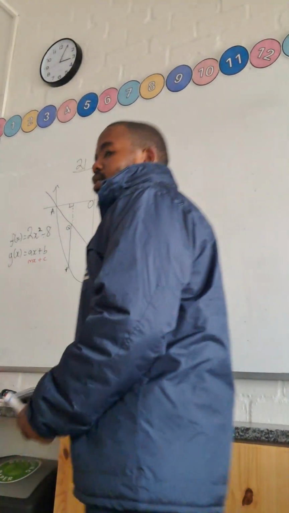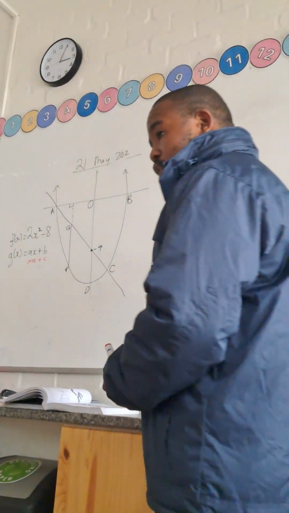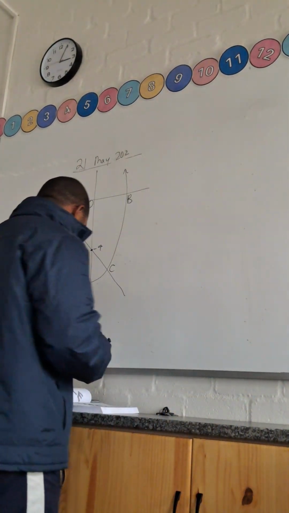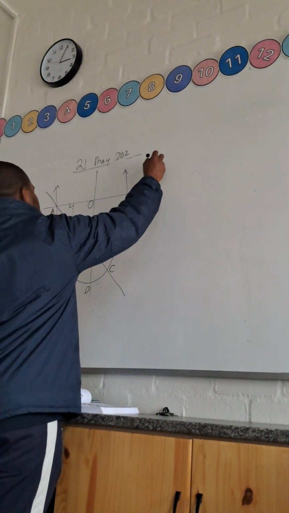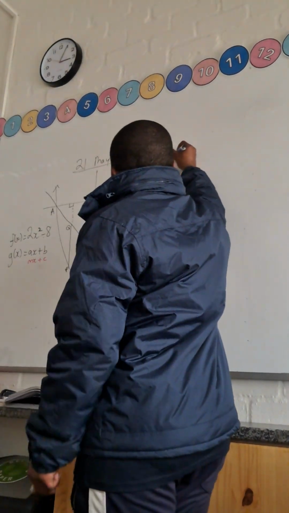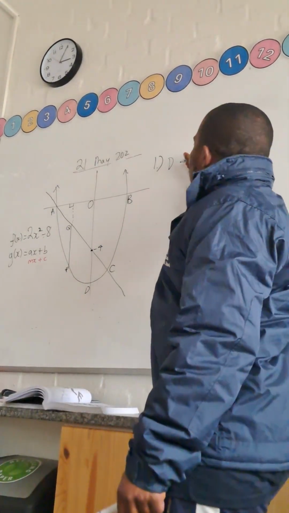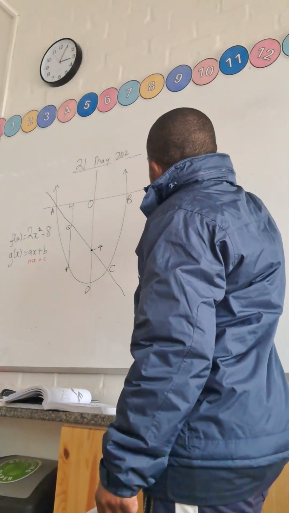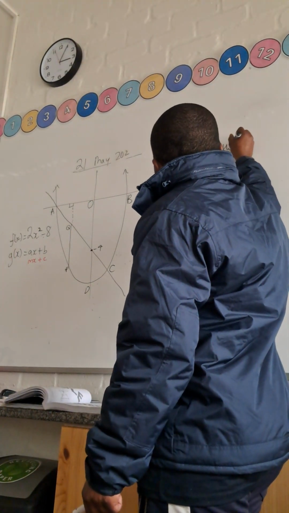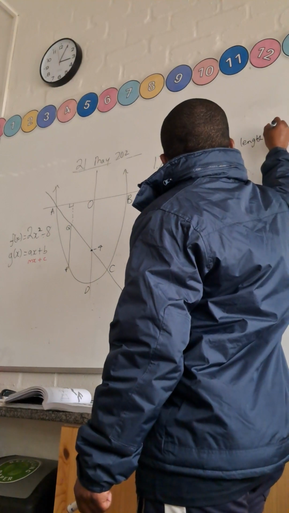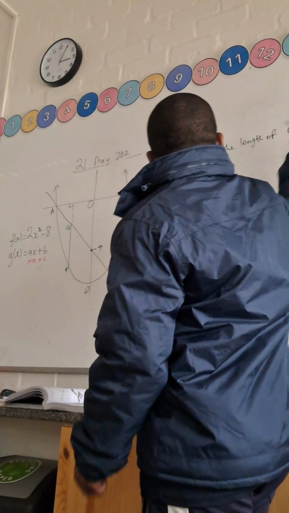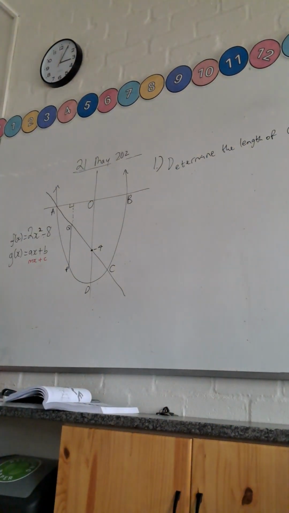Okay. You ready? We're going to do it step by step, question and answer. So now, first question. I'm going to do the question in black, try doing the answer in a different color. So determine the length of OD. That's the first question. Determine the length of OD. So that's the first thing they asked us to do.